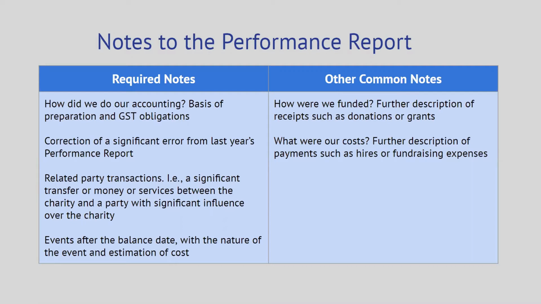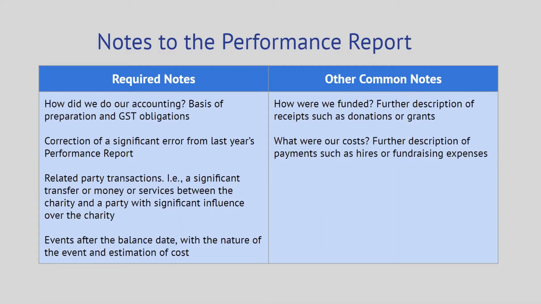And then finally, events after the balance date, with the nature of the event and an estimation of cost. A good example of this for everyone is COVID. Many people's financial year end was the 31st of March. Of course, with lockdown and everything going on, a whole bunch of events were cancelled, street appeal cancellations, things like that. So anything after the balance date, if you can estimate the cost, needs to be reported as well.